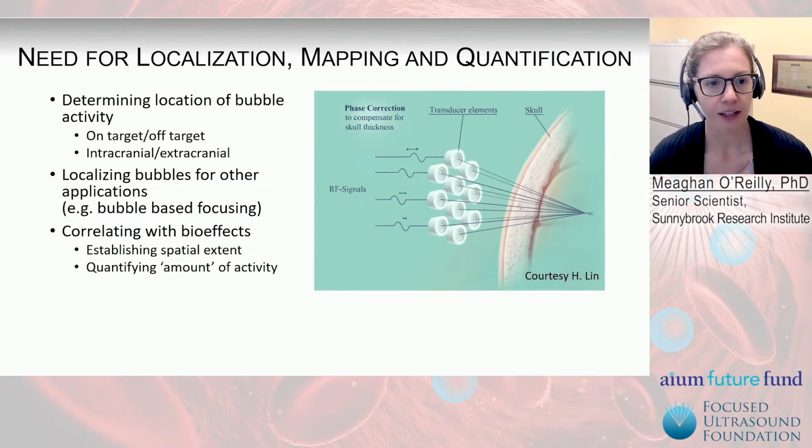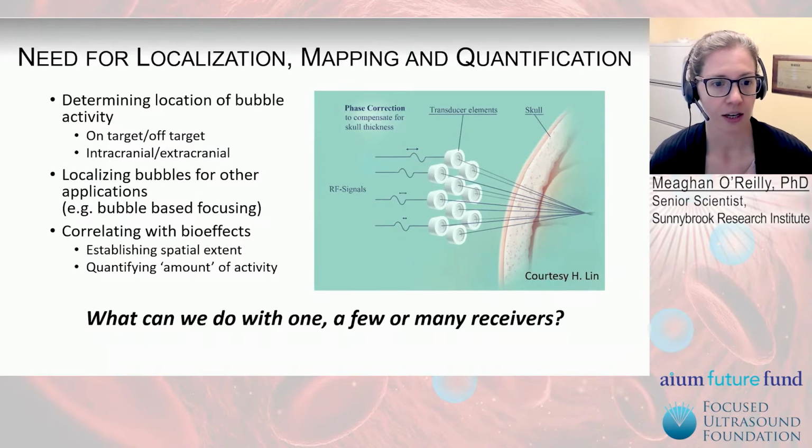And finally, we are really interested in moving from just localizing to spatially mapping in order to correlate with bioeffects. And so we need, from these maps, to be able to establish spatial extent, as well as somehow quantify the amount of activity. And of course, we're doing that in the context of going through a bone layer. So I'd like to start by just talking about what can we do with one, a few, or many receivers and working up in complexity before talking a little bit about skull-specific and spine-specific challenges.